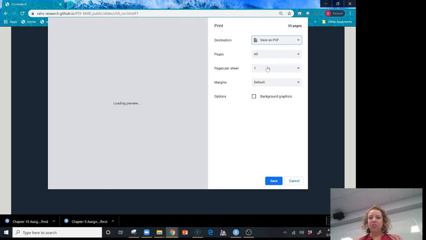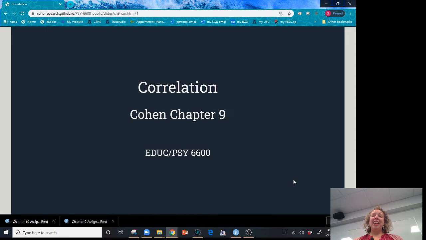Yeah. Can you do pages per sheet? So you can do like 2 per page, so they're not like ginormous. Yeah. Is that okay? I'm sorry, if it's too big of a deal, I can have the R file. Uh-huh.